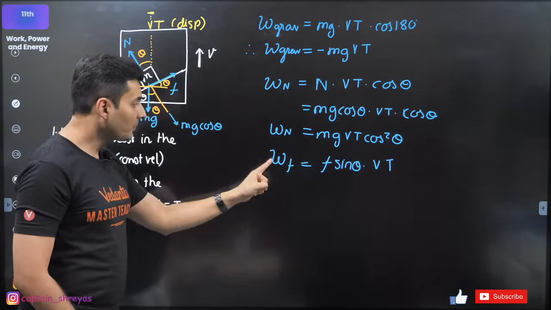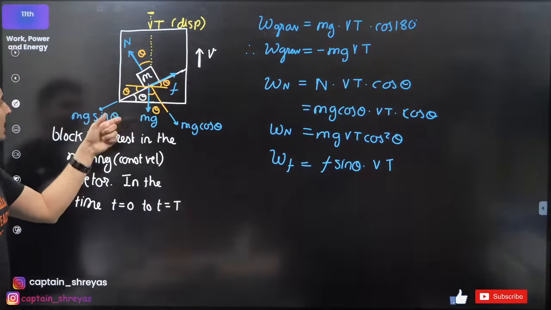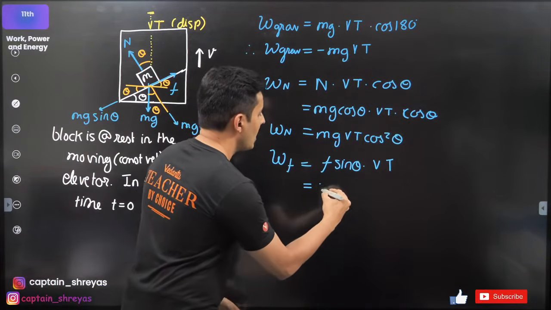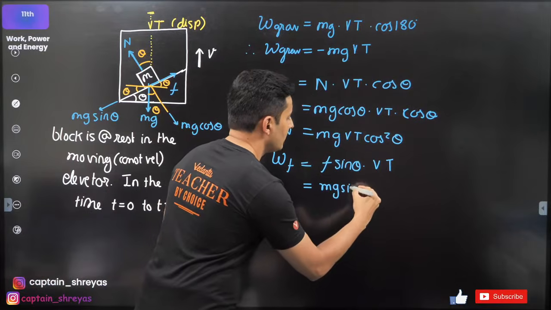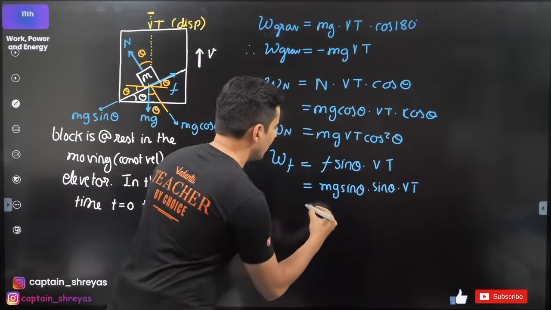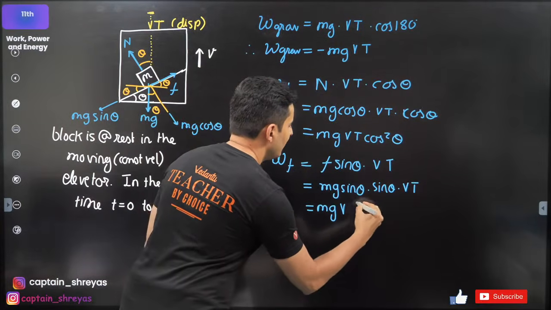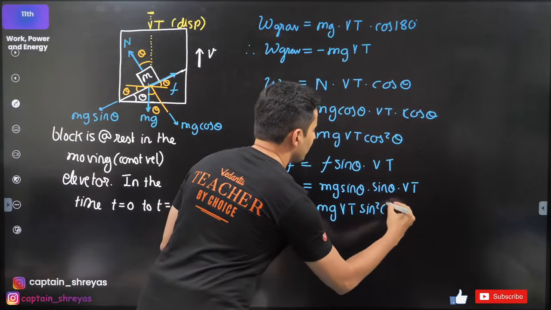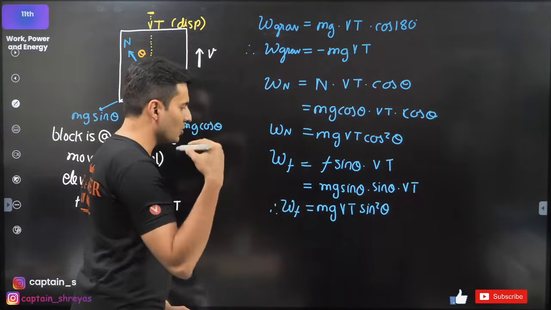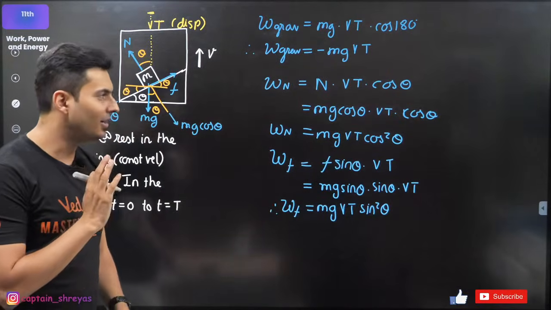How? Observe. Now, the frictional force, don't you see it is balancing mg sin theta? So shouldn't I write friction as mg sin theta into this sin theta into Vt? That means it is mg Vt sin square theta. Whoa! So I got the work done by friction also. mg Vt sin square theta.